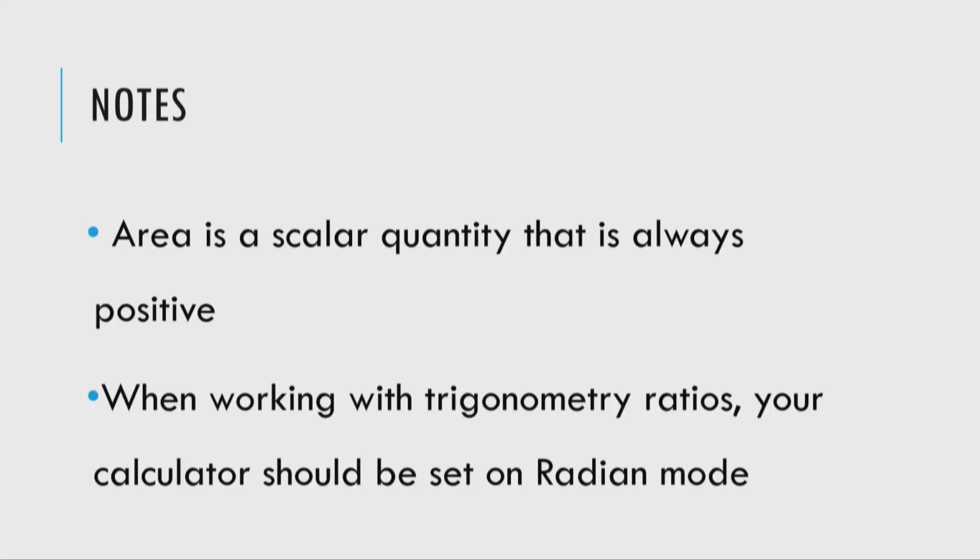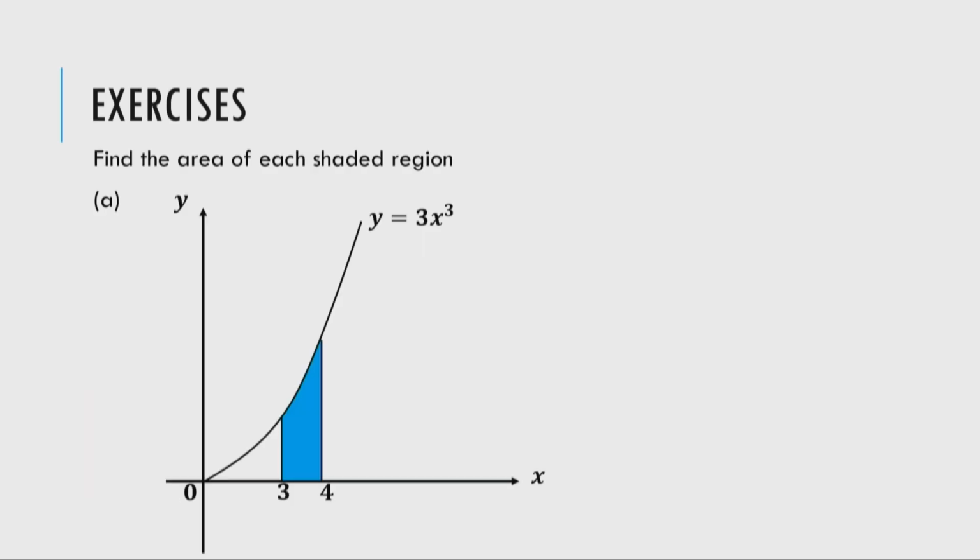Please note that area is a scalar quantity that is always positive, and when working with trigonometric ratios, your calculator should be set on radian mode. Now that we have done some examples, here are some exercises for you to practice.